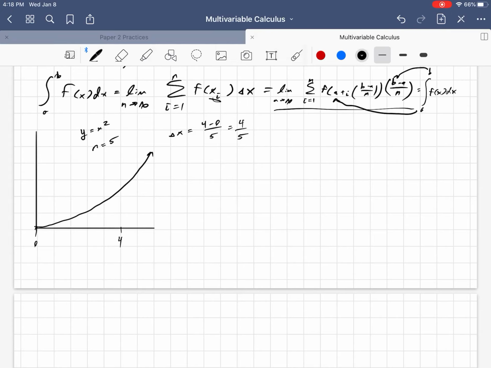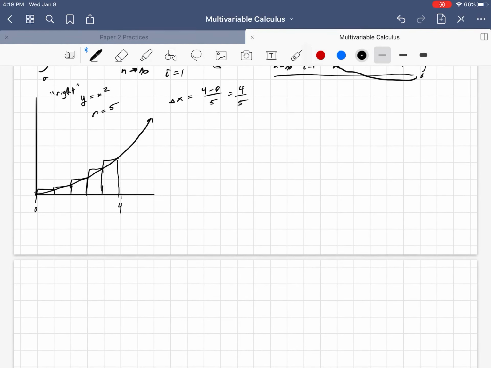So I'm going to try and draw these roughly. I'm going to be using a right-hand approximation to start. I'm going to draw it like this instead. There's 1, there's 2, there's 3, there's 4, and there is 5. So it would be looking something like this.